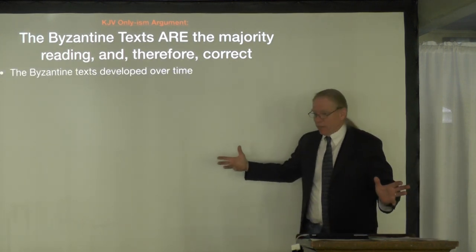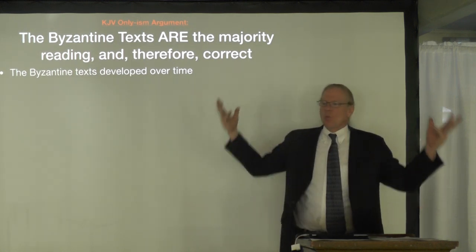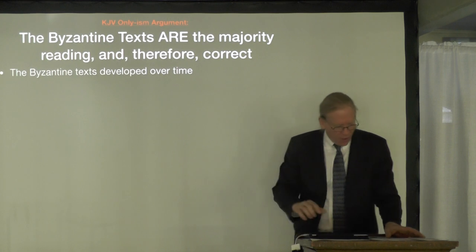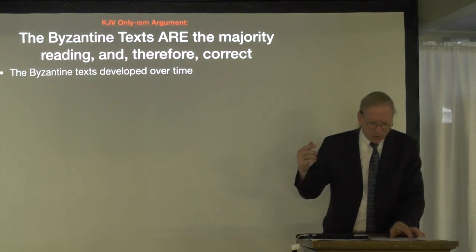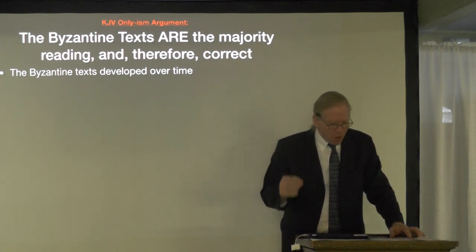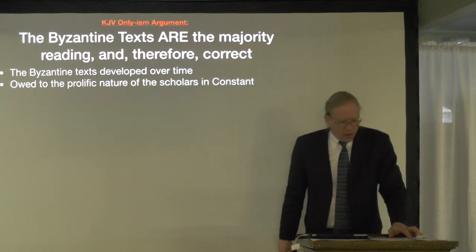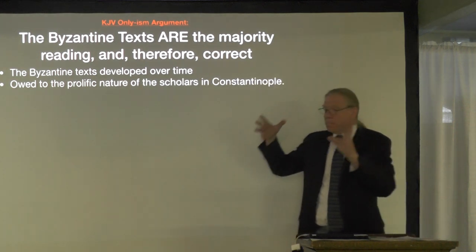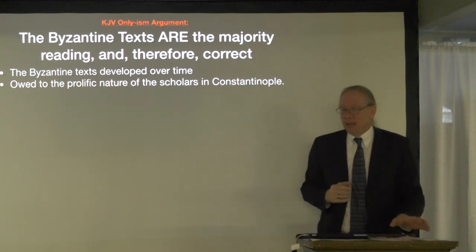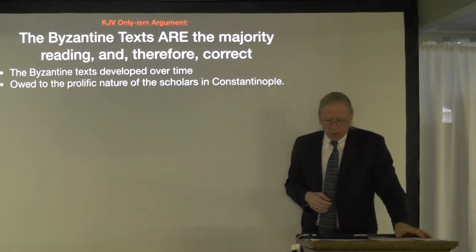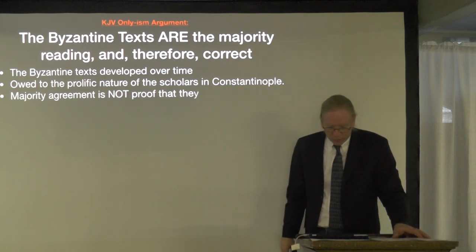The Byzantine texts developed over time. First of all, there's no agreement between the Byzantine texts. It's not as though it's one monolithic whole. They developed over time. The second thing you need to understand is that, since they are not monolithic, there's evidence that multiple texts over time were redacted and changed and edited. There's another reason why there are many, many more copies of Byzantine texts than Alexandrian texts. It's owed to the prolific nature of the scholars in Constantinople. Oh, but that's not all.